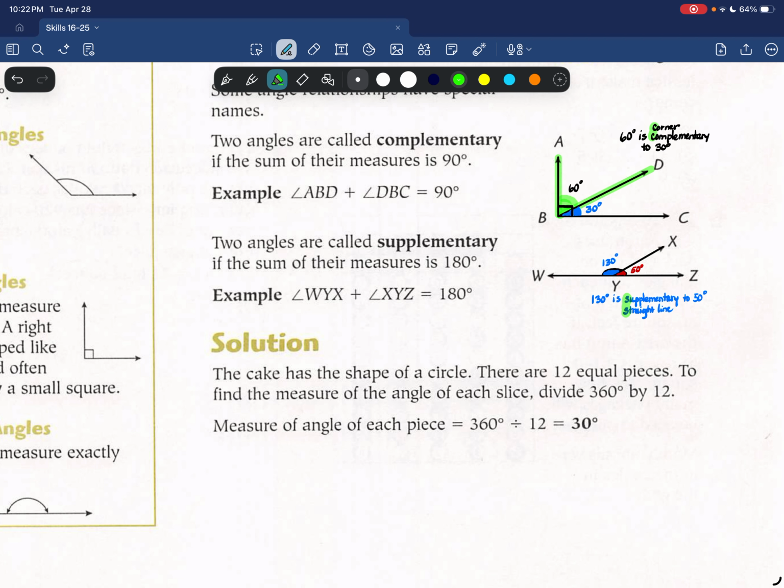And we've already talked about the cake has the shape of a circle with 12 equal pieces. So each piece is 30 degrees.